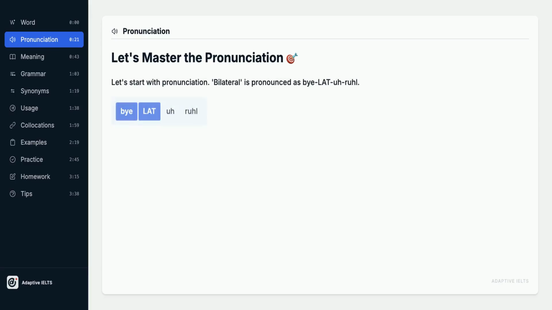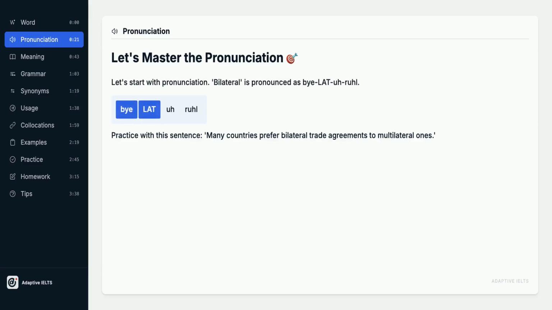Let's start with pronunciation. Bilateral is pronounced as bi-lat-u-rul. Break it down with me. Bi, like B, lat, stressed, softer, rule, like ral. Practice with this sentence. Many countries prefer bilateral trade agreements to multilateral ones. Notice how the stress falls on the second syllable, lat.